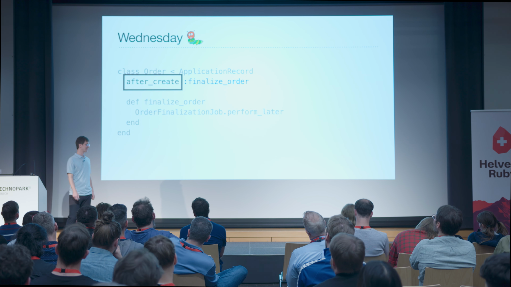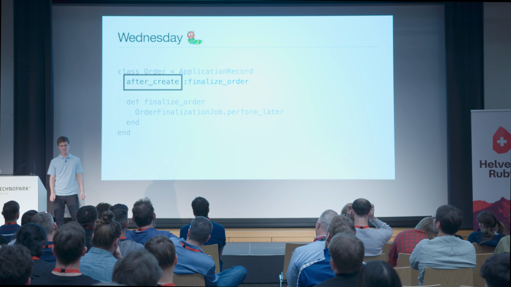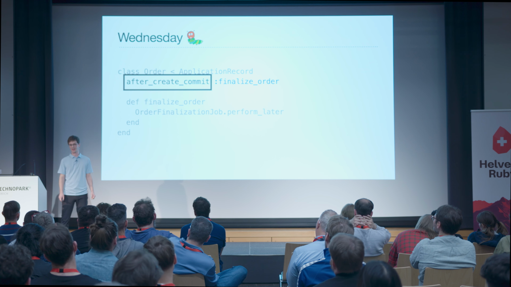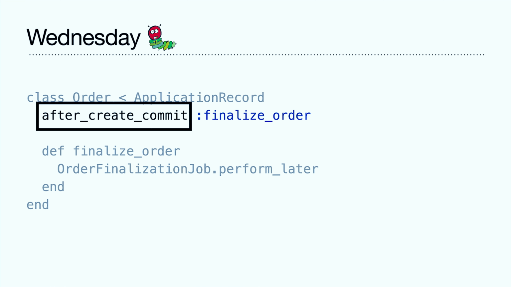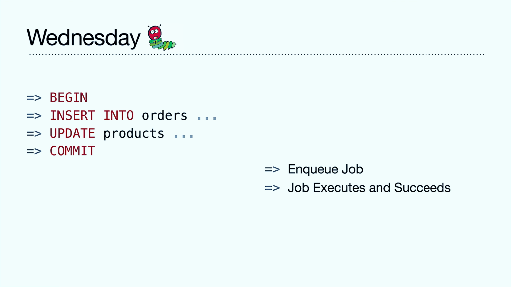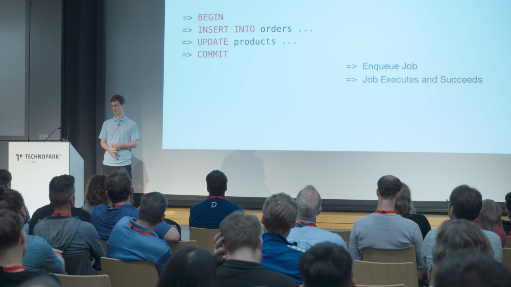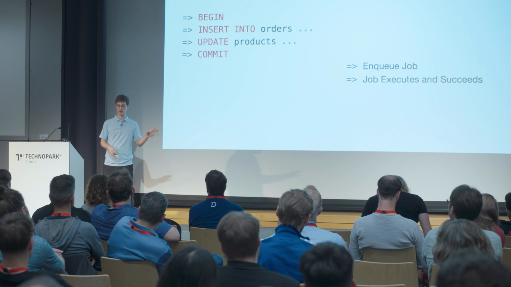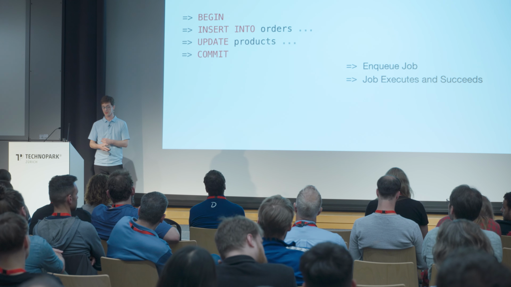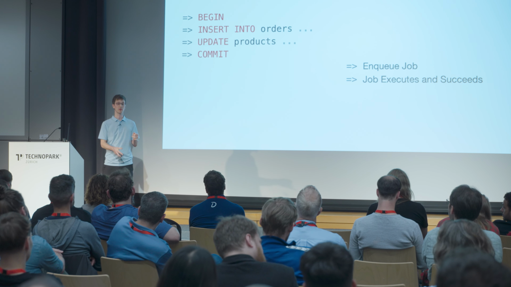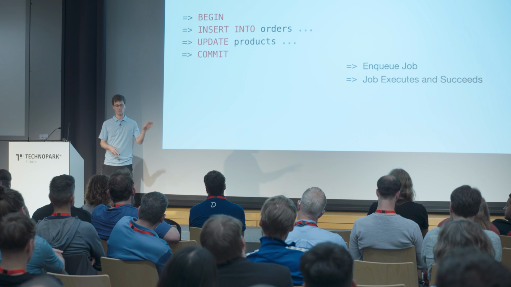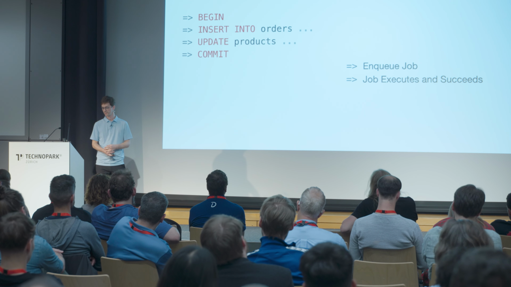So the simplest thing Kat could have done differently here is swap this after create call with an after create commit, so that enqueuing the job happens after the transaction commits. That looks more like this. Now the job will only get enqueued at all if the transaction does commit, not if it rolls back. And so typically the job will run exactly once. We won't ever need to do this retry thing.